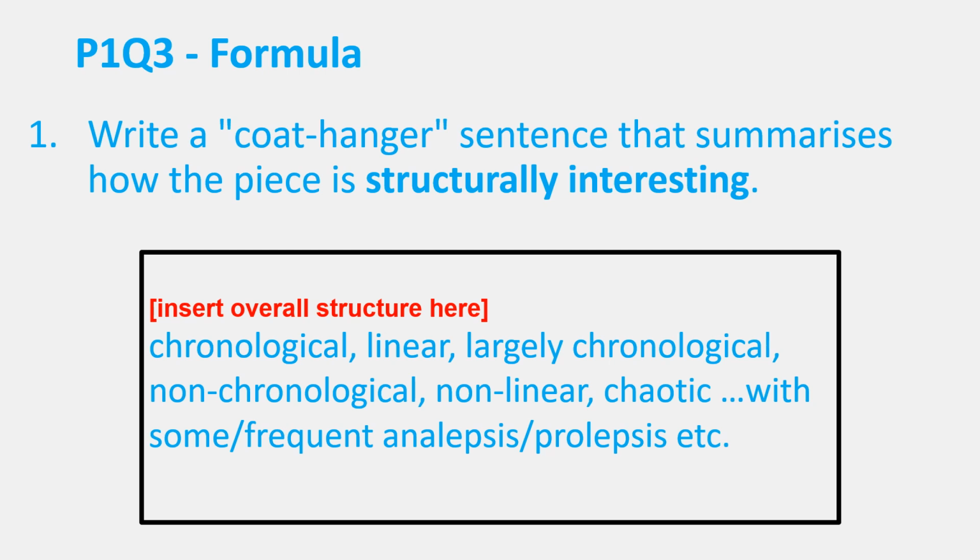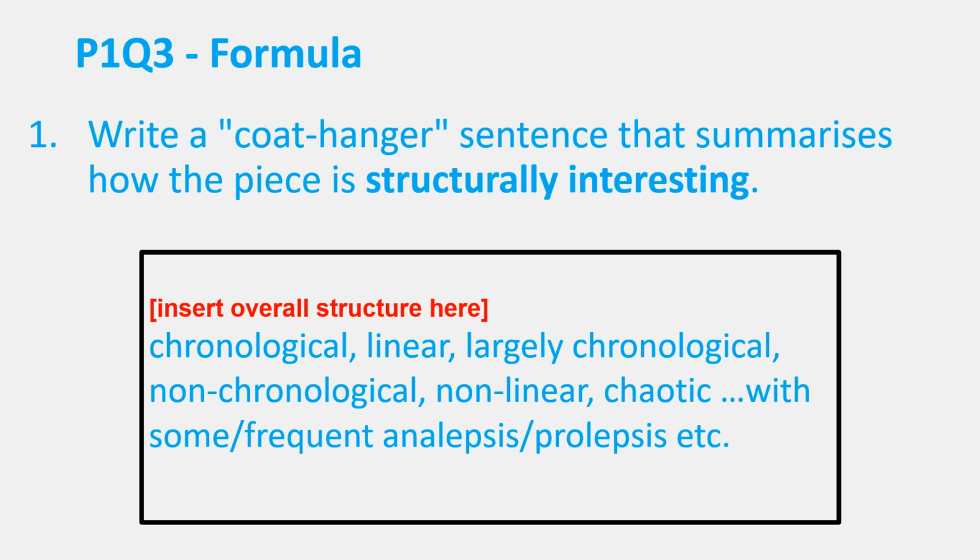First of all, you have to talk about the overall structure. Now, there are certain words that you are always going to use here, and there aren't many of them. The overall structure of a piece is either going to be chronological, linear, in other words, it's going to proceed from one thing to another in the order that they happened, or non-linear and non-chronological, in other words, it's going to jump about a bit.